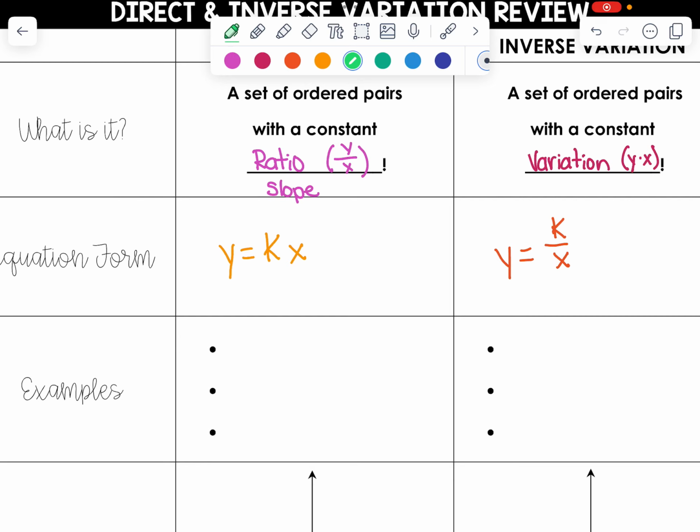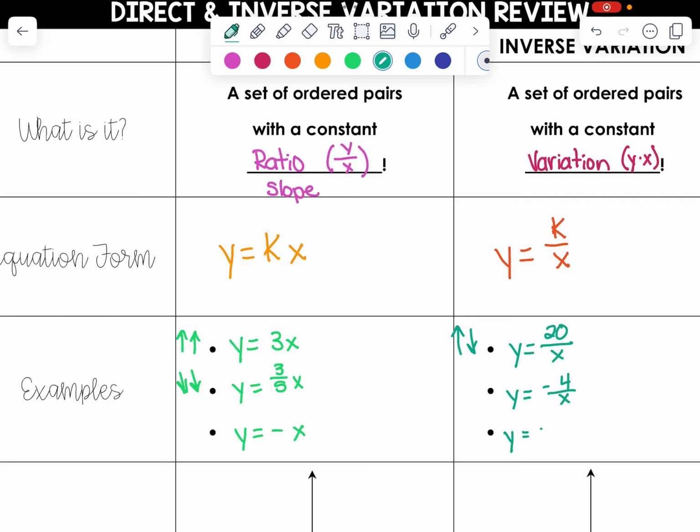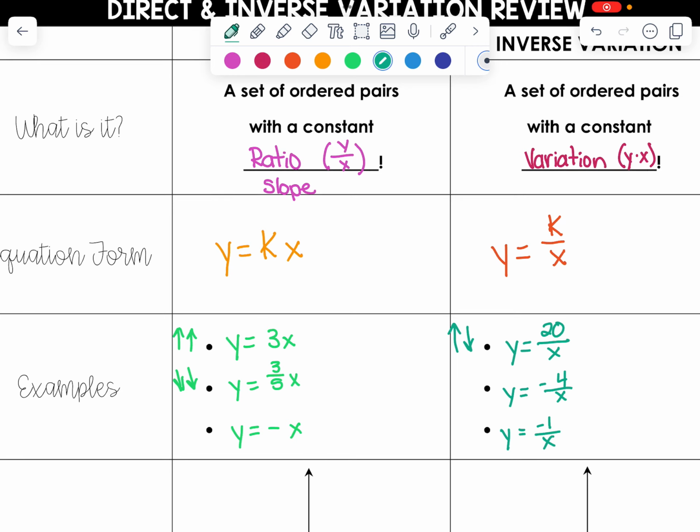Some examples we have here, keep in mind direct variations go up at the same time, or they both go down at the same time. So some examples would be things like y equals 3x, maybe a fraction like 3/5 x, or maybe negative x. Inverse variations, on the other hand, one goes up while the other goes down. And the way we know that is the equation would be some number, like maybe 20 divided by x. We could do a negative, so it might be -4 divided by x, or it could just be -1 divided by x.